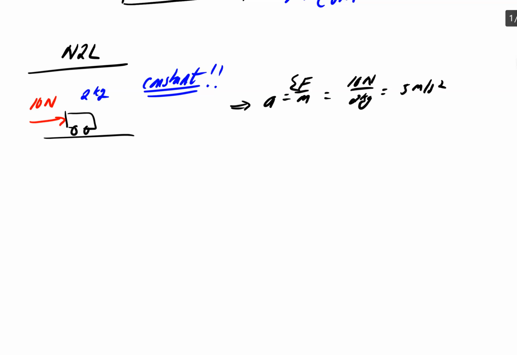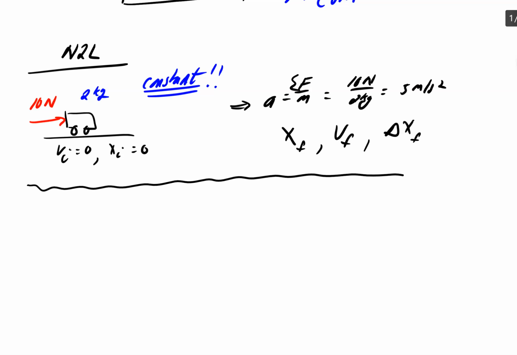And then we can use that information, assuming we know the initial velocity and the initial position. We can at all times say where it's going to be in the future. What will be its velocity at any given time in the future? How far will it have gone at any point in the future? This is not a conservation of momentum problem. This is a pure Newton's second law problem.